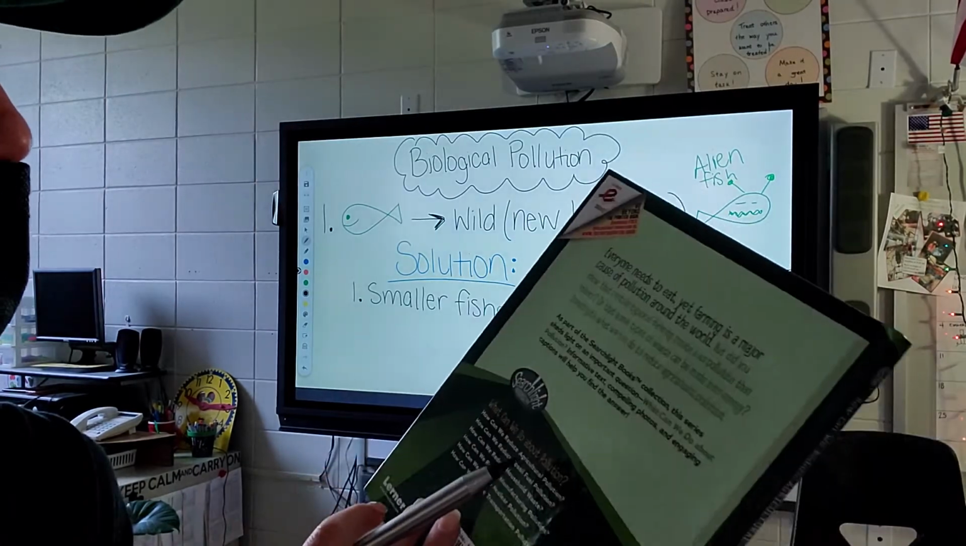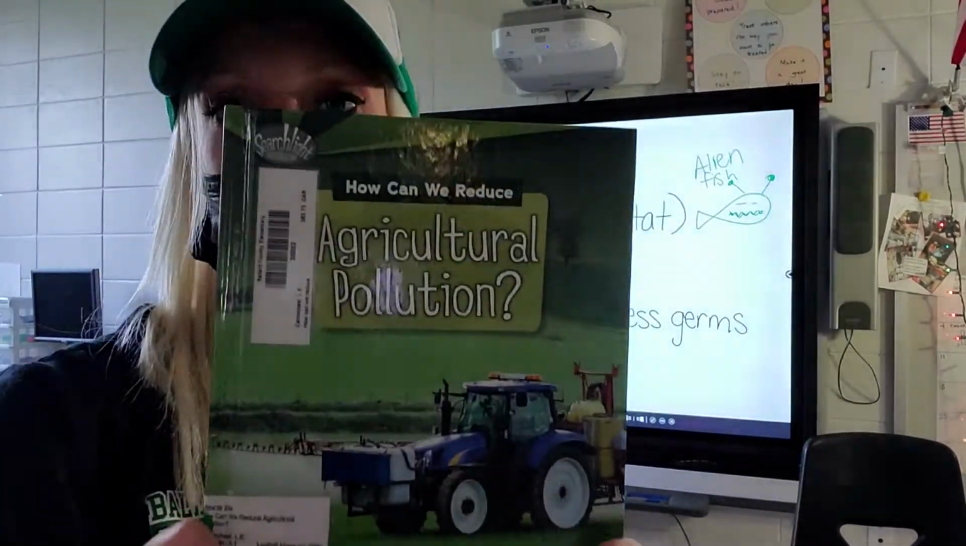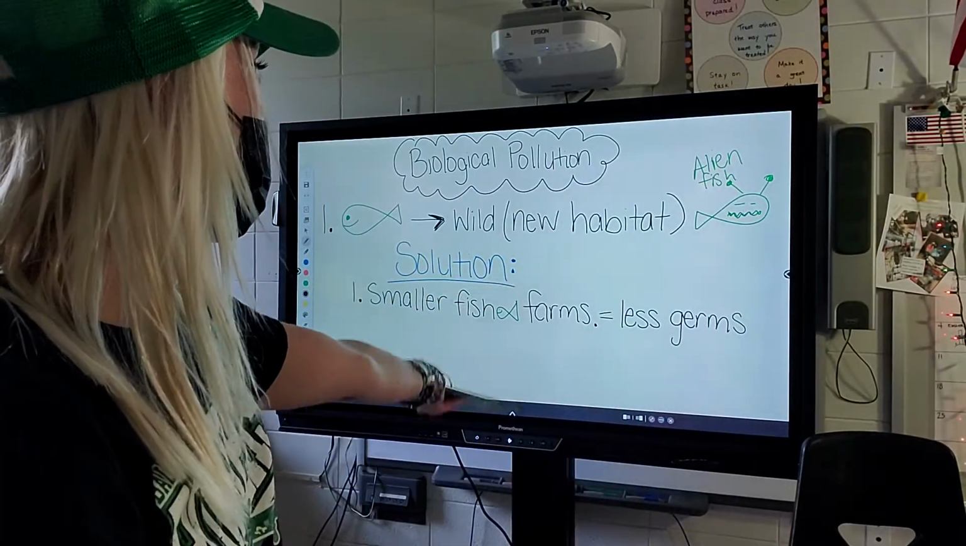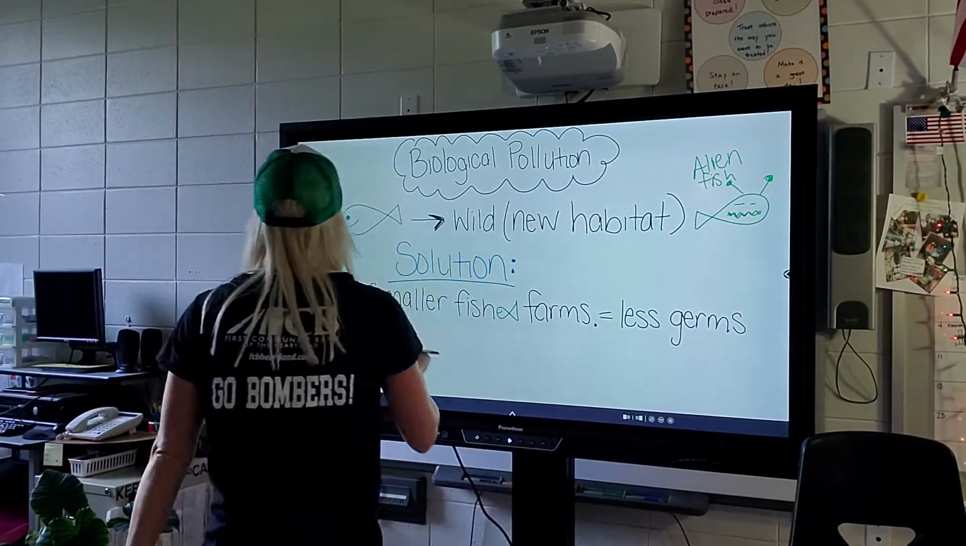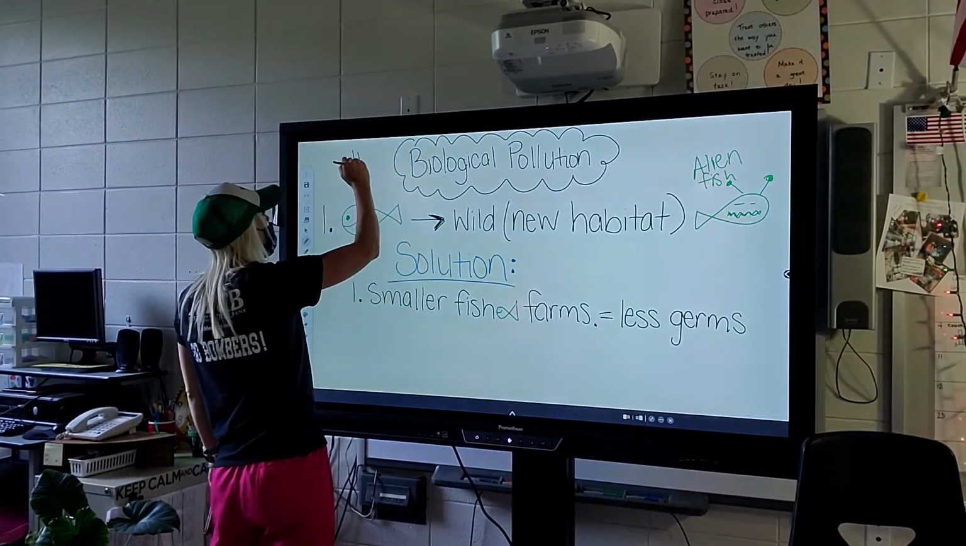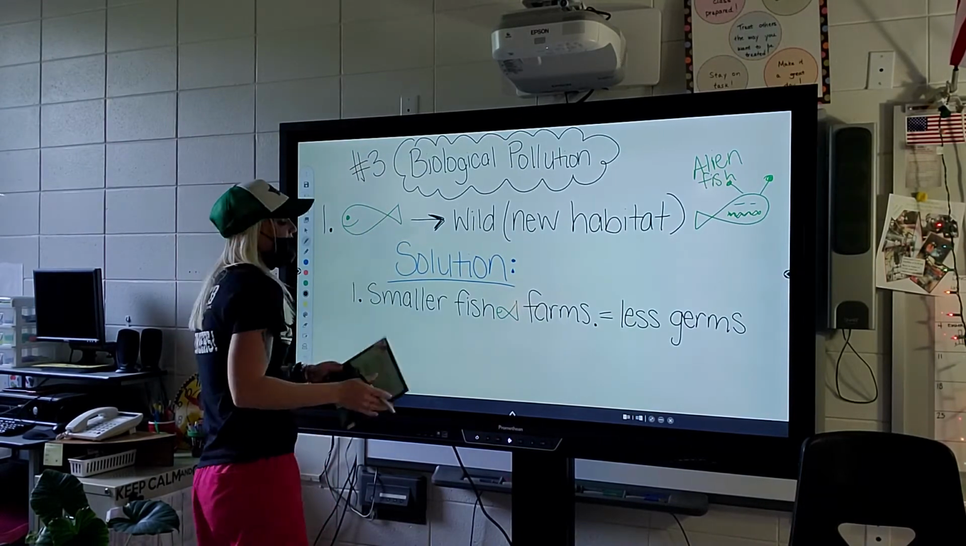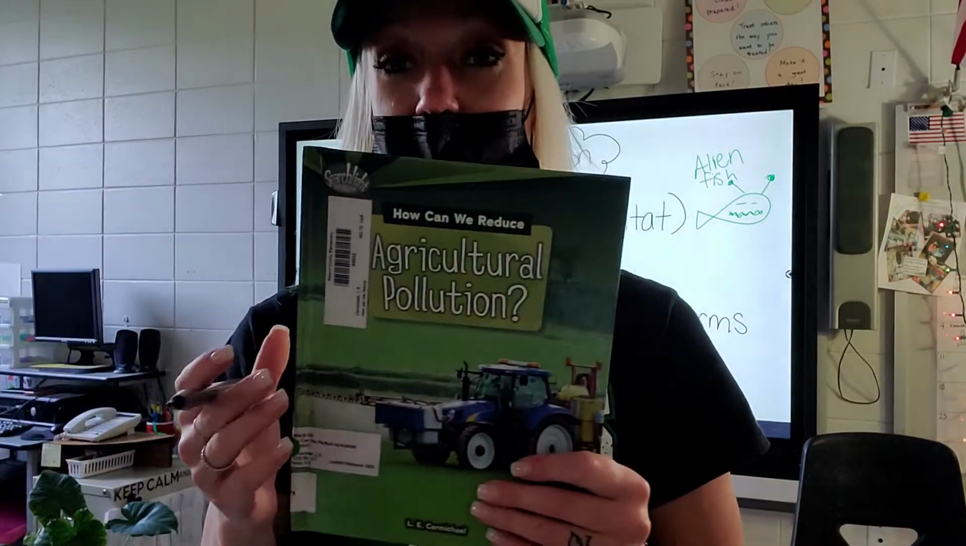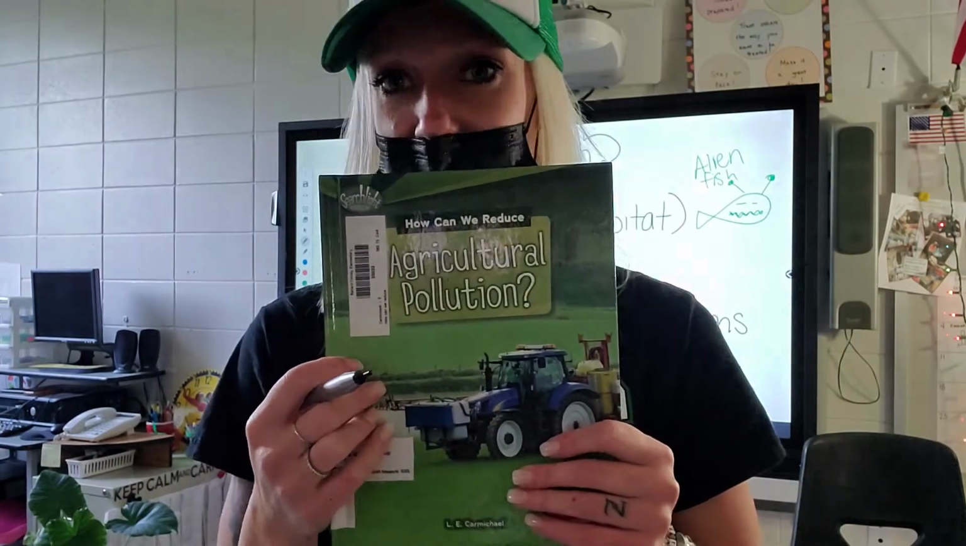All right. That sums up our book. So we should be done taking notes. This was our number 3. So let me put number 3 up here. So we had water pollution, air pollution, and biological pollution and ways that we can help reduce our agricultural pollution.